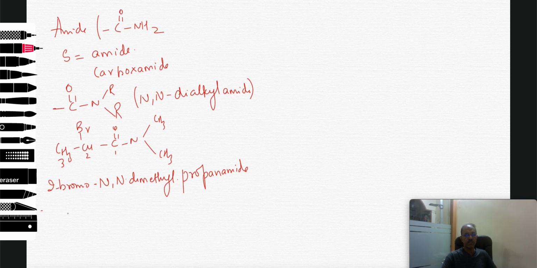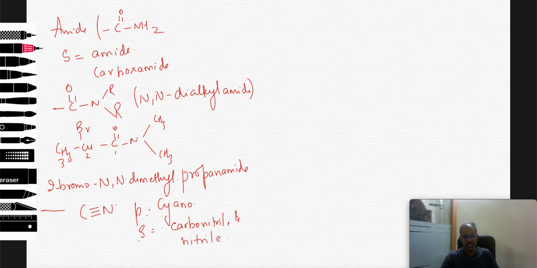We'll go for the next one. This C triple bond N, whose prefix happens to be cyano and the suffix happens to be nitrile, carbonitrile or nitrile.